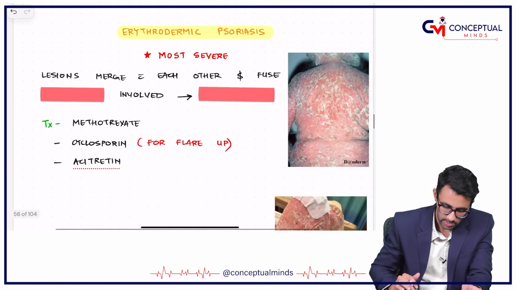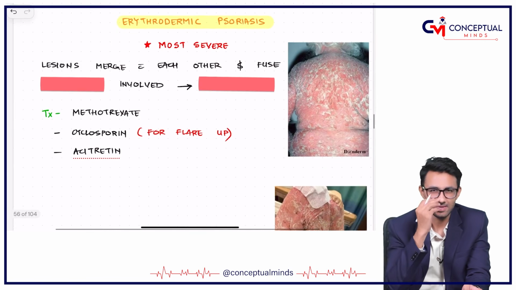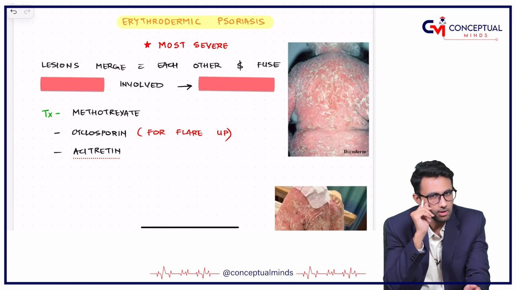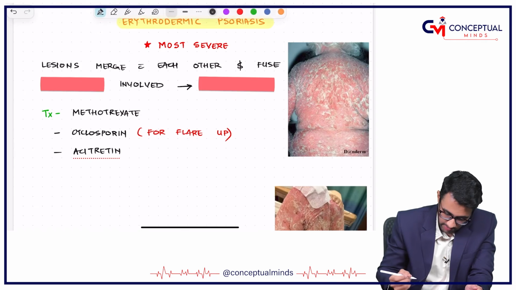Okay, so coming on to the next one, erythrodermic psoriasis. We know a few things about it already. It is the most severe form. I will tell you one point about this and you will never forget it. What that point is will be discussed.